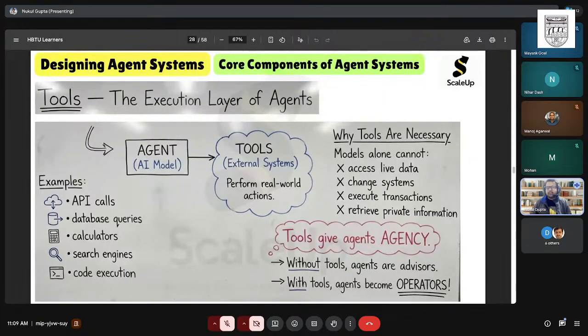ChatGPT is an advisor. It cannot act on behalf of us. Or Gemini, it's an advisor. But with tools, it becomes an agentic AI application. It becomes an operator, wherein it will not just advise, but it will also act in the real world. So tools are very important.